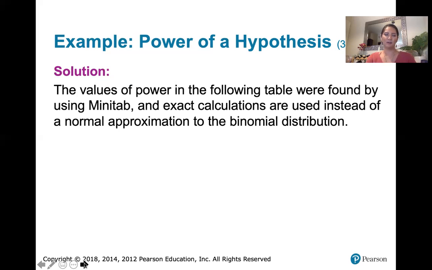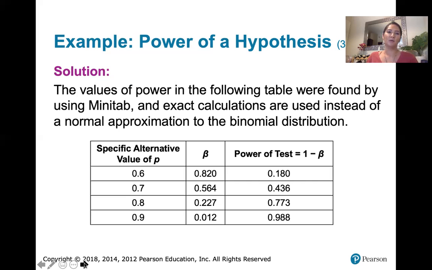Now, this output on this next table here was computed using a program called Minitab, and they are using exact calculations rather than a normal approximation to a binomial distribution here. So for these values of p, we get these values of beta. That is the probability of a type 2 error. And then the power of the test is 1 minus beta. So if beta is 0.82, the power of the test is 0.18.